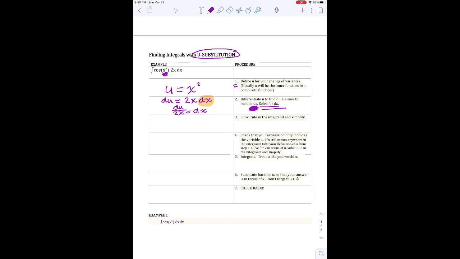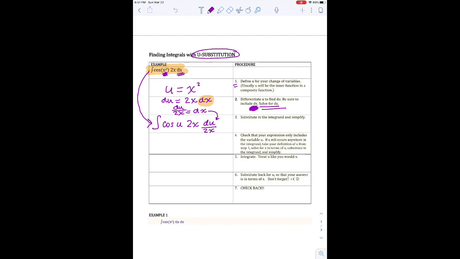Okay. We're now going to substitute, step 3. Substitute into the integrand and simplify. So we're going to take this original integral up here and rewrite it, substituting in u's and du's. So that's the integral of cosine. Instead of x squared, we've now called that u. The 2x can hang out for now because we don't have anything else to rewrite that as. But dx, we do have something. dx, we said, equals du over 2x. So that's coming right from here.